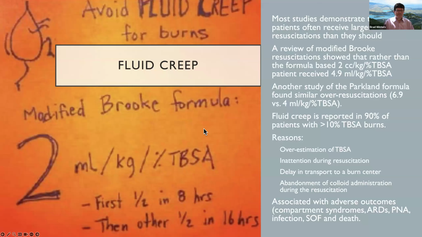Fluid creep. You can see here we have a creeping little drop of fluid. This is a huge problem in burn resuscitation. Remember back to our formulas? The modified Brooke formula uses 2 milliliters per kilogram per percent total body surface area. We already said the Parkland formula is twice that. Okay. The risk here is that we give too much fluid. We already mentioned that abdominal compartment syndrome is a major risk associated with giving too much fluid, and it may occur even if you are giving the right amount of fluid.